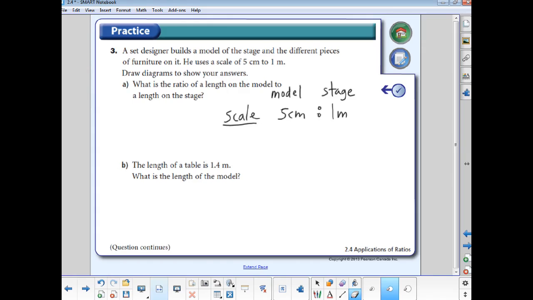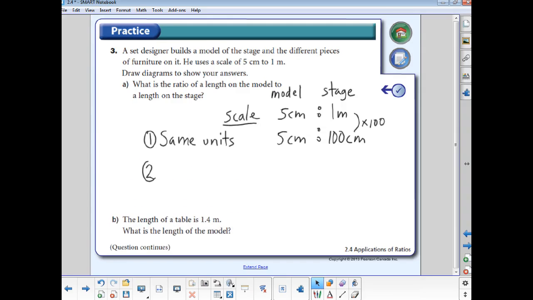First thing we need to do is make the units the same. So meters into centimeters, we would multiply by 100. And 1 meter is equal to 100 centimeters. That's the first thing we need to do: we need the same units. And the second thing we're going to need is to turn the model into the number 1, because that's how ratios work best.